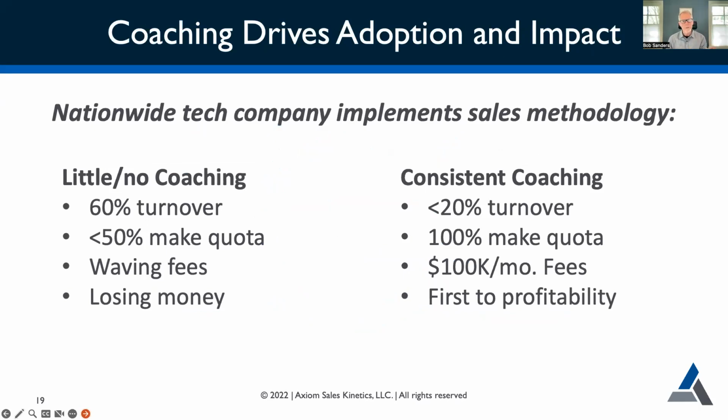And where there was no coaching, the company had very high turnover in the sales team, more than 60%. As you can imagine, it's because less than half the people were making their quota. This was in a technology where there was a fee charged to implement it. They were waiving the fees, and all those markets were losing money. The markets that were coaching consistently as a part of the methodology implementation, as a part of that initiative, had less than 20% turnover, had 100% of the teams making their number, and they were collecting the fees everybody else was waiving to the tune of $1.2 million a year, and they were the first to profitability.